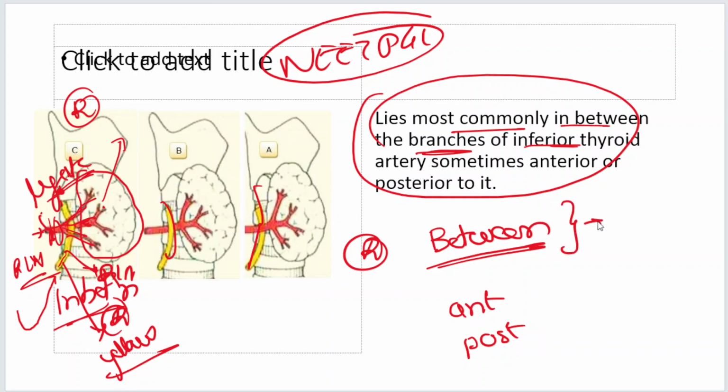Because it is present in between the branches of the inferior thyroid vessels, while ligating them in case of a thyroidectomy, you may damage it. So that is the applied anatomy aspect of it, and this is an important question. The right recurrent laryngeal nerve, most commonly, does it lie anteriorly, posteriorly, or in between the branches? The answer is in between the branches of the right side inferior thyroid artery.